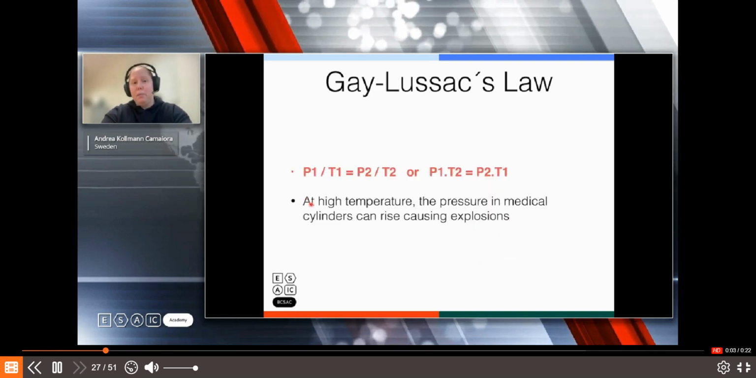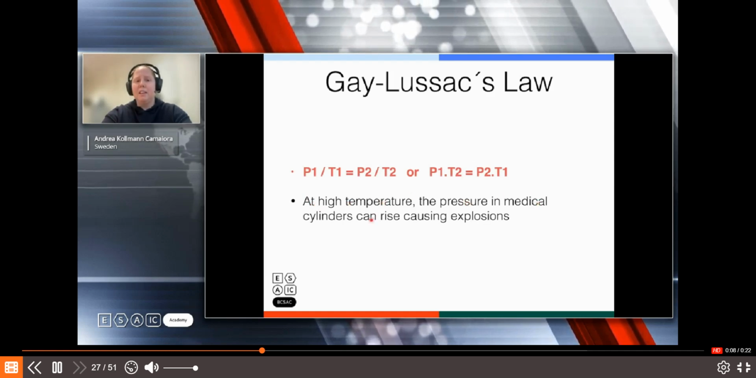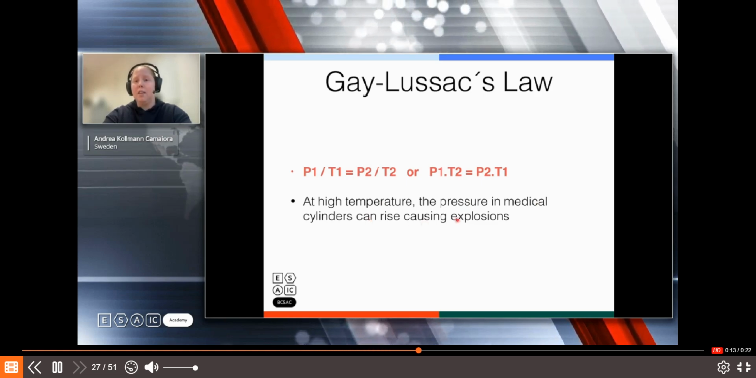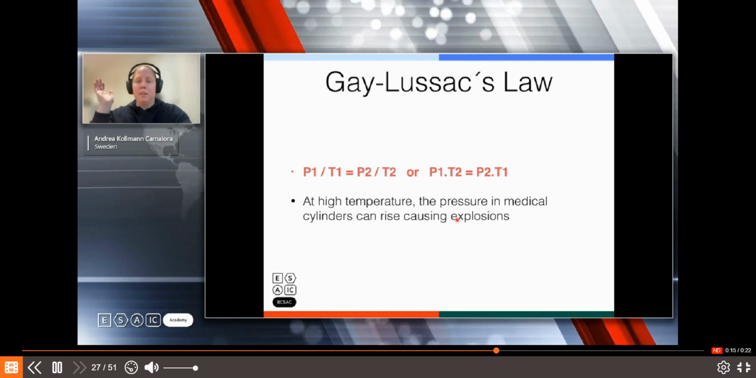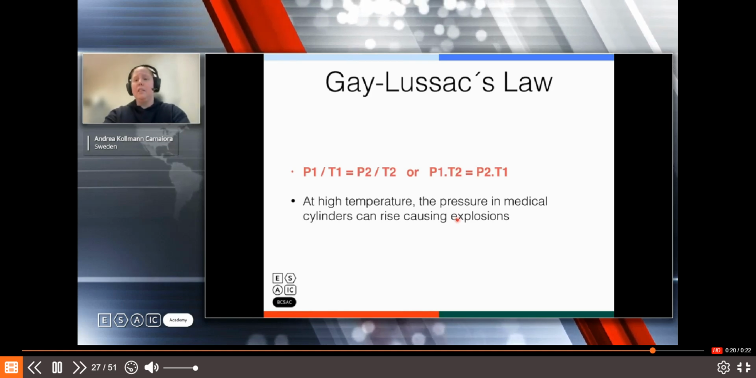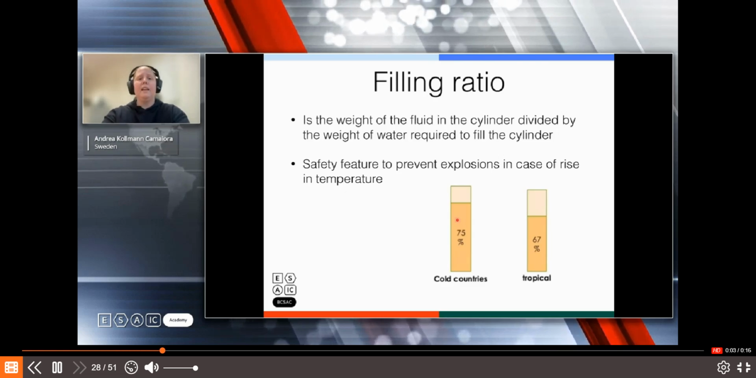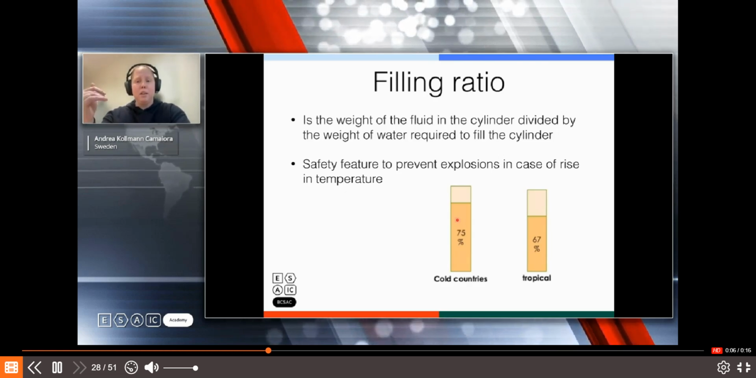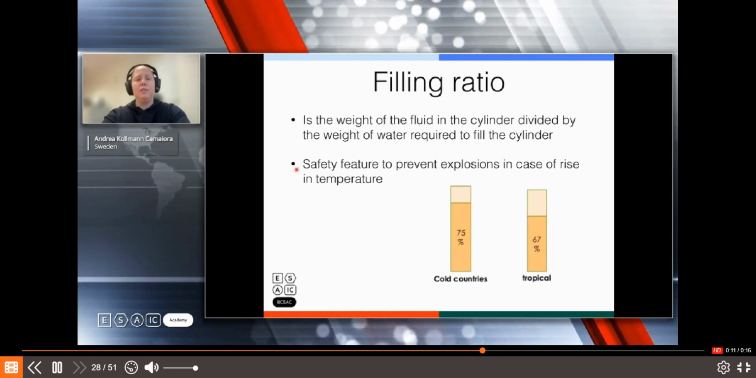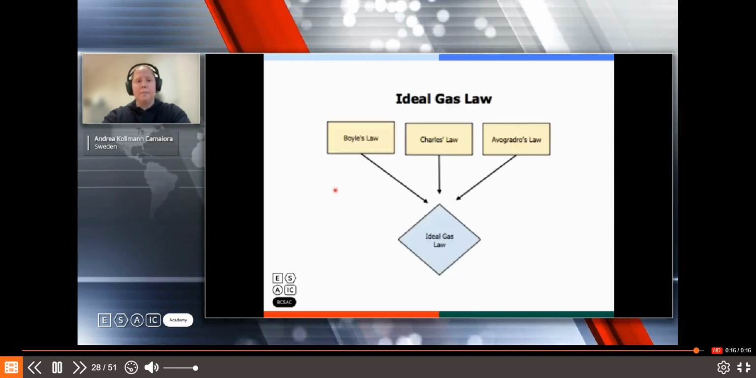Another problem we can have is that at high temperatures, the pressure in medical cylinders can rise and cause explosions. Take your oxygen cylinder from Sweden, where I am, which is freezing more than half of the year, and take it to the Caribbean, and then there is a risk of explosion. That's why there is something called the filling ratio. It is how much you can fill your cylinder depending on whether you're in cold countries versus tropical countries. This is a safety feature to prevent explosions in case of a rise in temperature.